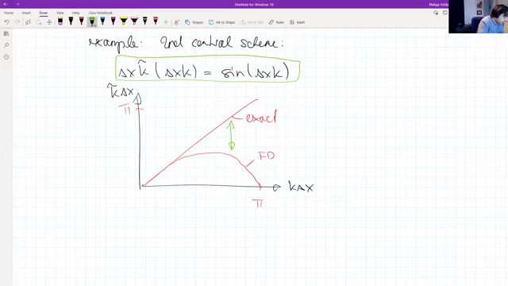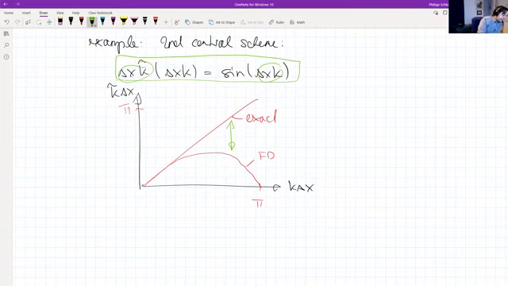Maybe just one comment. I'm writing here delta x times k and delta x times k tilde. The reason why I'm doing that is to make this dimensionless. Keep in mind the wave number is an inverse length. So in order to be non-dimensional, I need to multiply this by a length. And the only length scale here is delta x. So I typically consider delta x times k as the non-dimensional number.